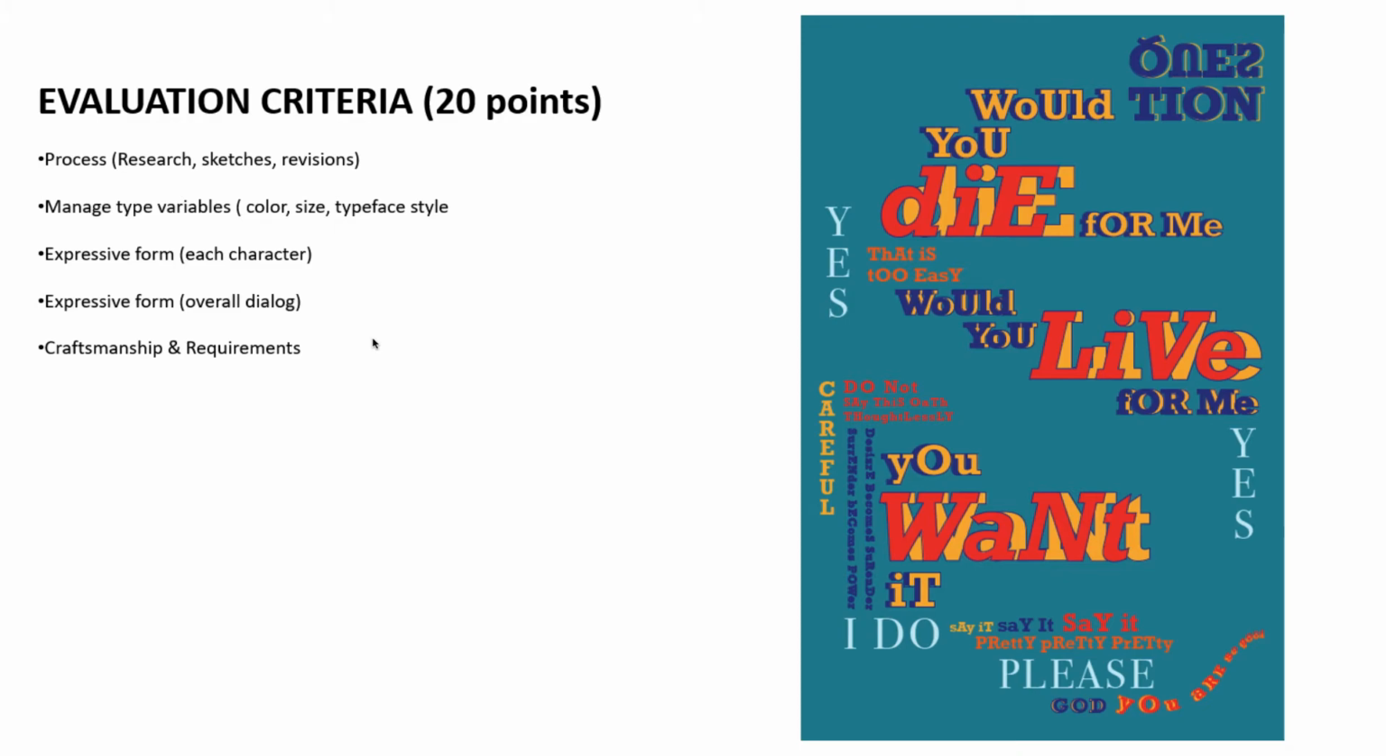And then your evaluation criteria, so what I'm looking at and what you should be thinking about. This project is worth 20 points, and I'm going to be looking at your process, your research, your sketches and revisions. The way I think about sketches and revisions is I want to see a lot of variability. I want to see that you're not just sticking with one idea and doing small little revisions of that, but you're really trying to go from left to right at hyper speed. You're just trying everything out.